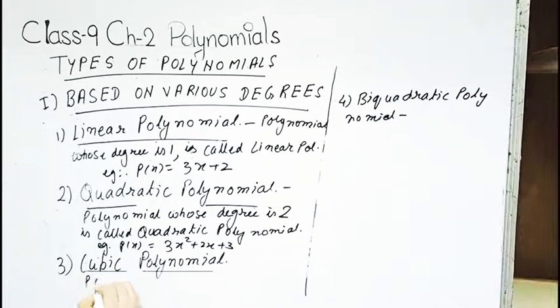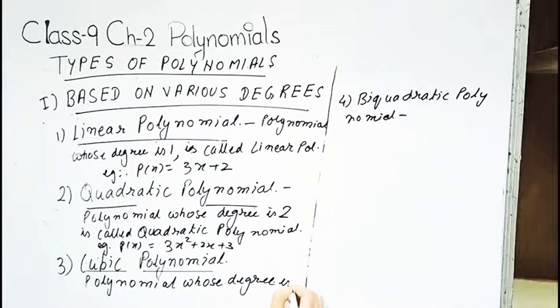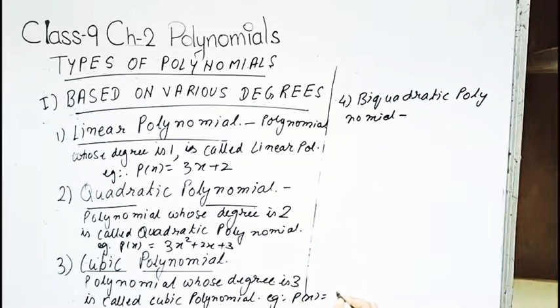Cubic polynomial: a polynomial whose degree is 3 is called a cubic polynomial. For example, p(x) equals 3x cube plus 5x square plus 2x plus 3.